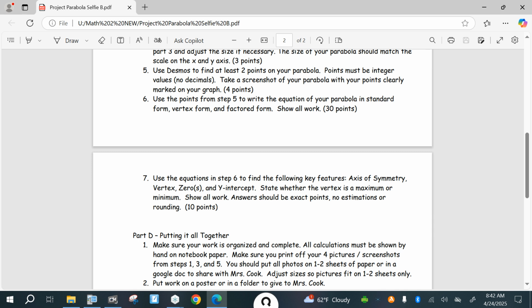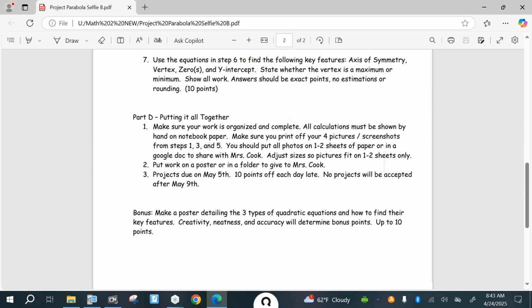Now, one thing about the points that you pick out of Desmos, like it says in number 5, your points must be integer values, no decimals. So like -2 or 3, but you can't pick 1.5 or 2.75. It's got to be an integer. So you may have to do some adjusting in Desmos to make that work out.